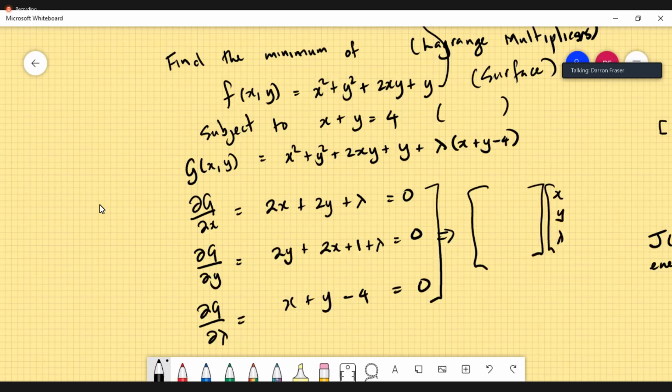X, y, lambda equal, so this will be 2, 2, 1, 2, 2, 1, 1, 4, 0. There's no lambda in this equation. Is equal to, this is 4. You carry this away as minus 1 and 0. So you would solve this.